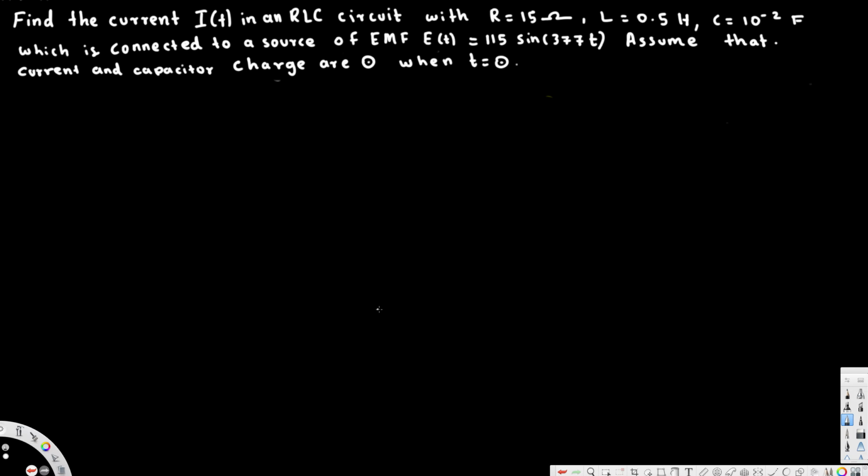Guys, in this video we are going to see an example of a second order circuit. Here the question is asking: find the current I of t in an RLC circuit with R equal to 15 ohm, L equal to 0.5 henries, and C equal to 10 to the power minus 2 farad, which is connected to a source of EMF equal to 115 sine 377t. Assume that current and capacitor charge are 0 when t is equal to 0.